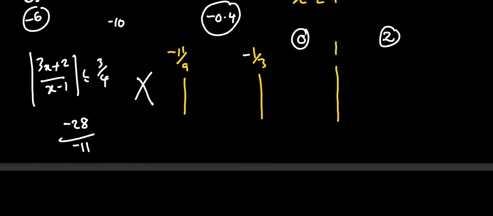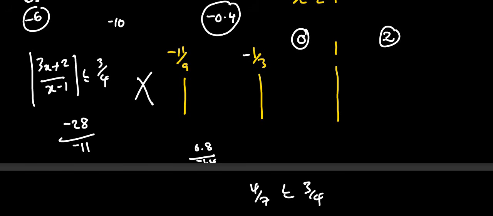Then I use this guy here, the 0.4 point. So that's what we said, 3 times negative 0.4, then plus 2, that's 0.8. Then down I'm having negative 1.4. So divided by 1.4, it's a fraction, 4 over 7. So is 4 over 7 less than or equal to 3 over 4?